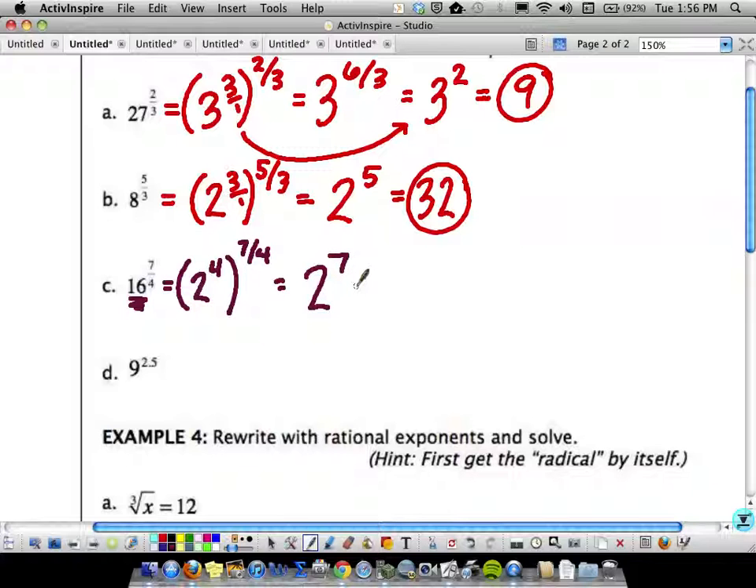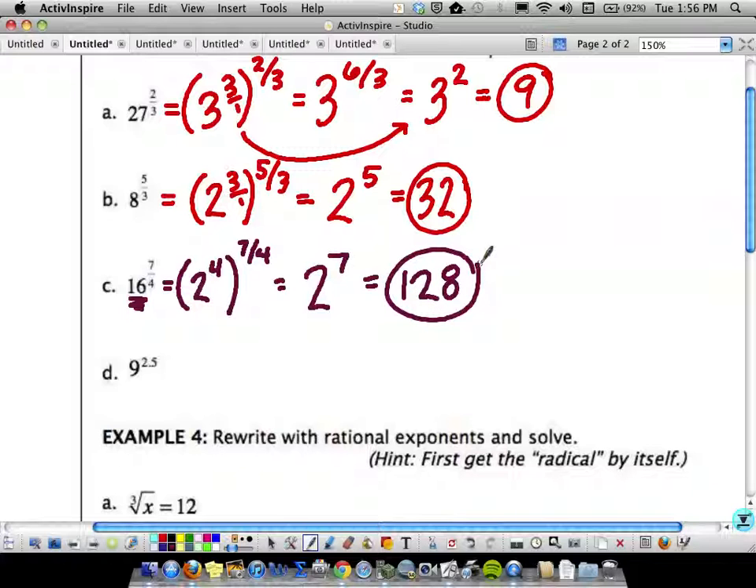Now, 2 to the 7th, you could reach for your calculator, but we can do this in our head. 2 to the 5th was 32. 2 to the 6th would be 32 times 2, which is 64. And then 2 to the 7th would be 64 times 2, which is 128. And we're done.